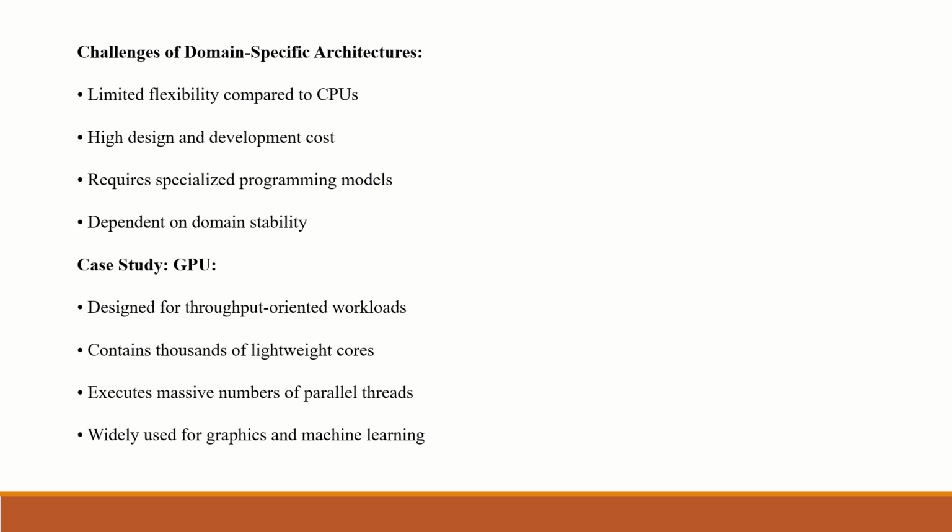Case study. GPU. A GPU is a good example of DSA. It has many small cores working in parallel. It is mainly used for graphics and machine learning. It is a very small case study which represents the GPU. It's a very good example of domain specific architecture. This GPU is mainly used for graphics and machine learning. It does not have a large working unit. It just has small cores working in parallel. So this is the GPU case study.